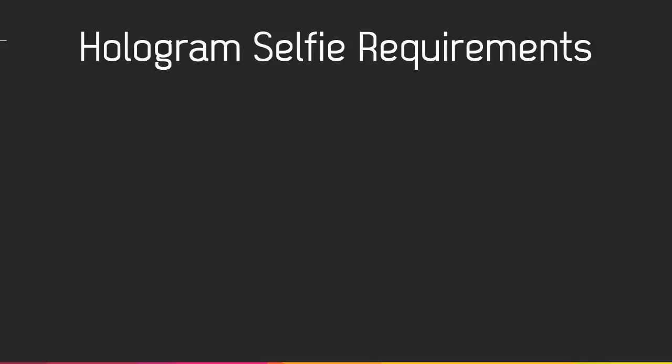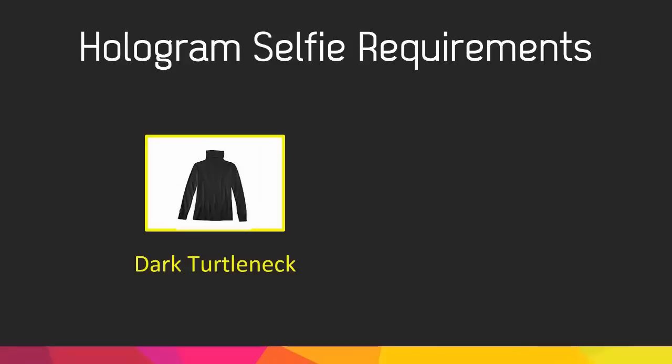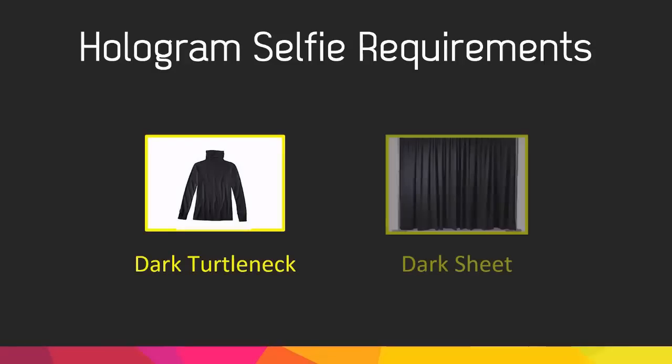So here we go. For this hologram selfie, you'll need two major things. First, a dark turtleneck, and then a dark sheet or background of some kind. You can hang the sheet behind you, or you can even sit under it, which is what I did, since I didn't feel like hanging it. Then just get a light, either pointing toward your face or away from your face for a more natural look, and play around with the light until you like it.